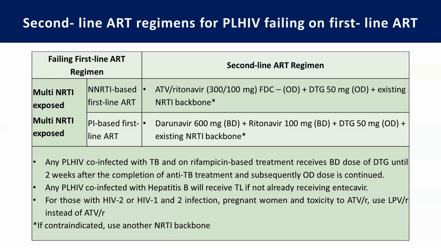Any PLHIV co-infected with hepatitis B will receive TL. So, the tenofovir has to be there in the second line regimen. We have to retain that if already the patient is not receiving entecavir. If the patient is on entecavir, then we need not continue TL in the second line or third line.